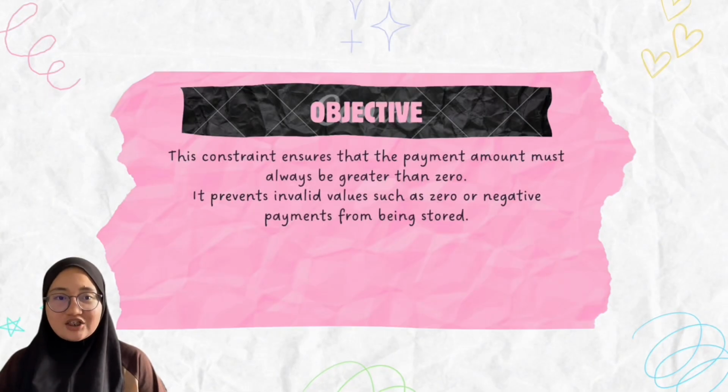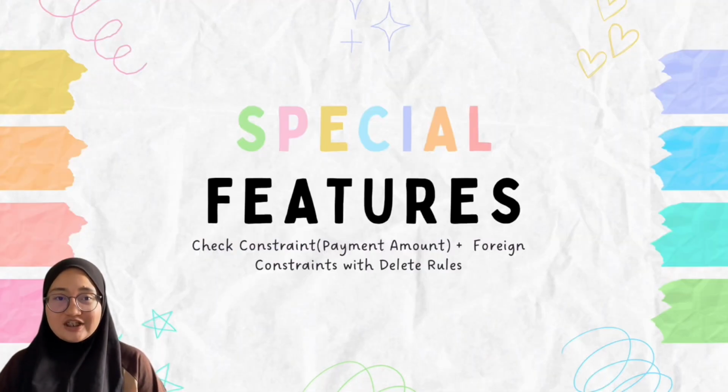This constraint ensures that the payment amount must always be greater than zero. It prevents invalid values such as zero or negative payments from being stored. The second special feature is the foreign key constraint applied to class registration.